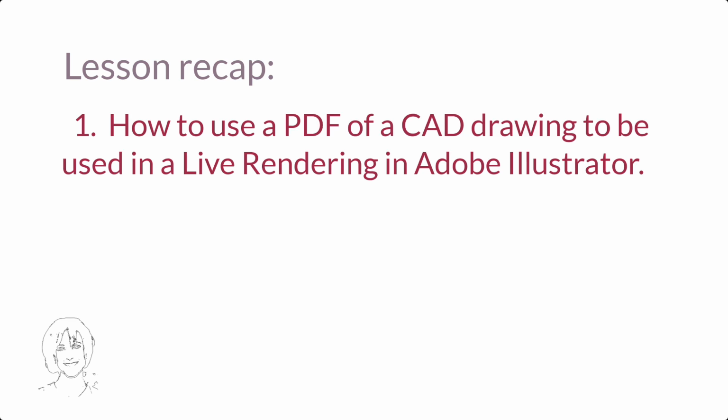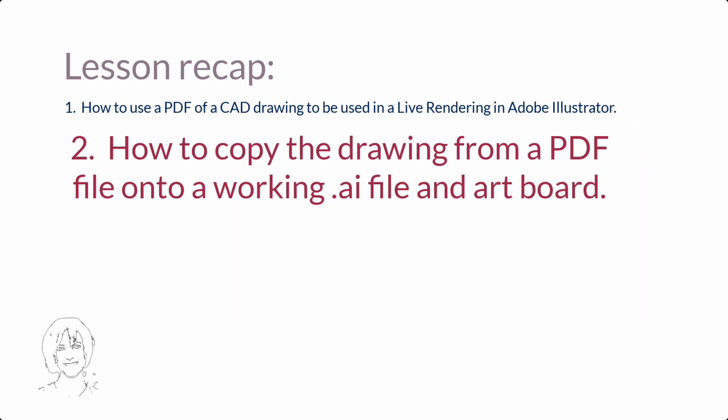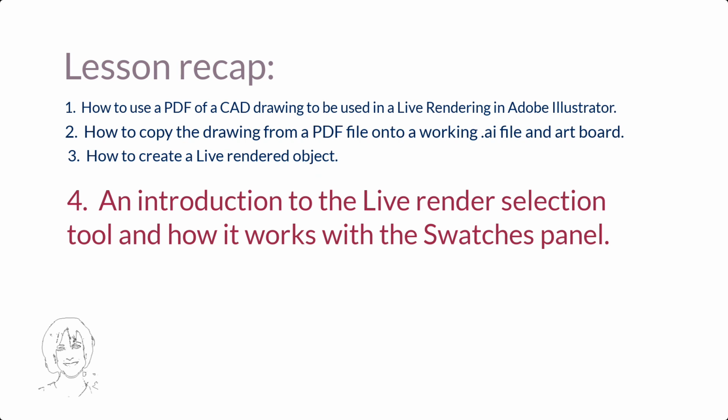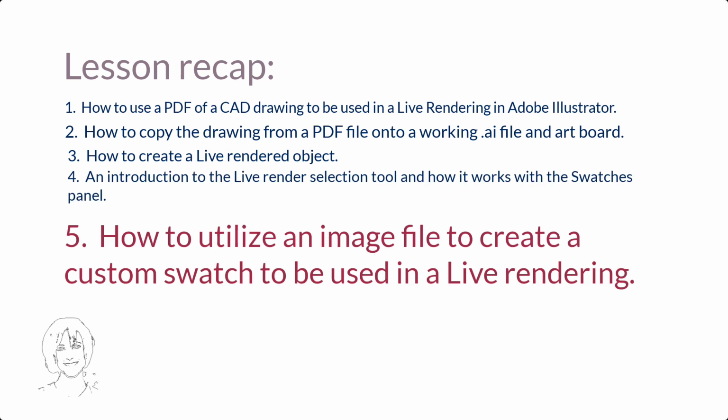To recap what you saw in this video: 1. How to use a PDF file of a CAD drawing to be used in a live rendering in Adobe Illustrator. 2. How to copy the drawing from a PDF file onto a working AI file and artboard. 3. How to create a live rendered object. 4. An introduction to the Live Render Selection tool and how it works with the swatches panel. 5. How to utilize an image file to create a custom swatch to be used in a live rendering.